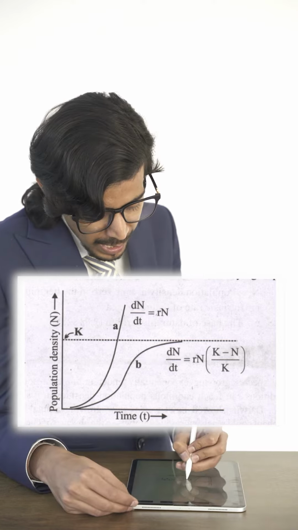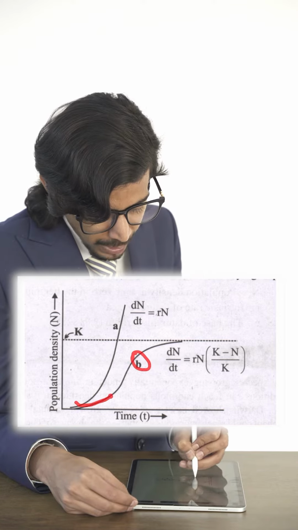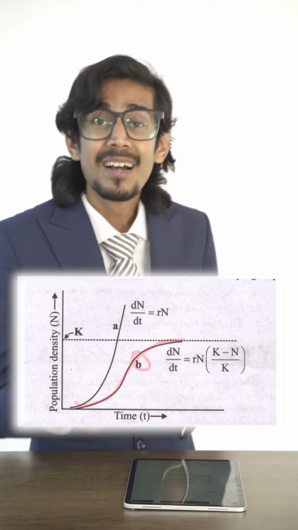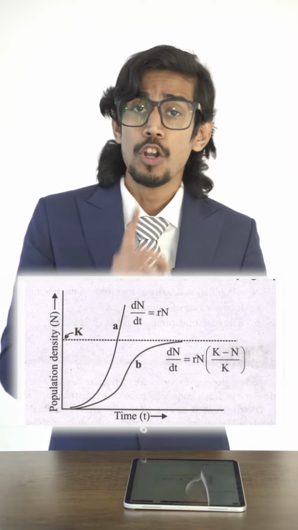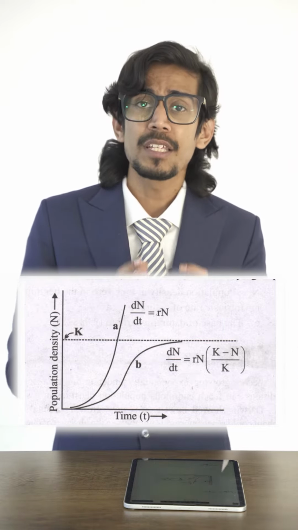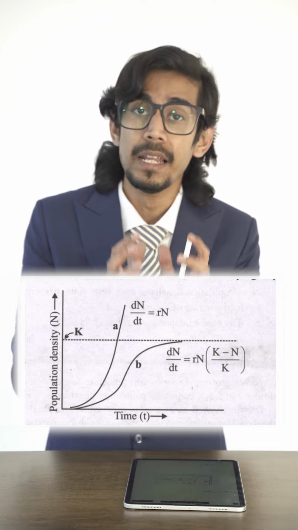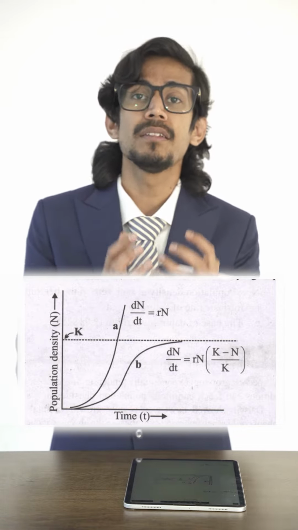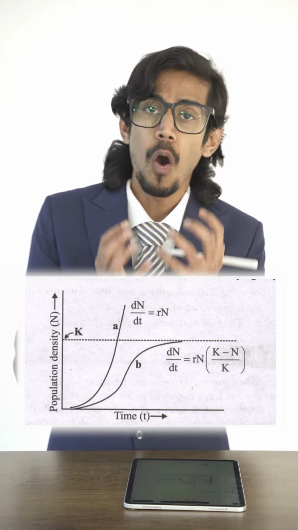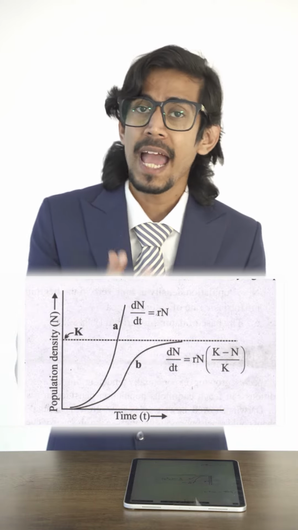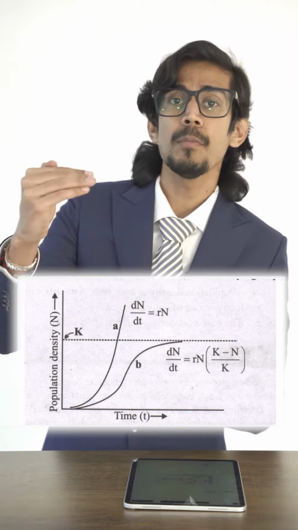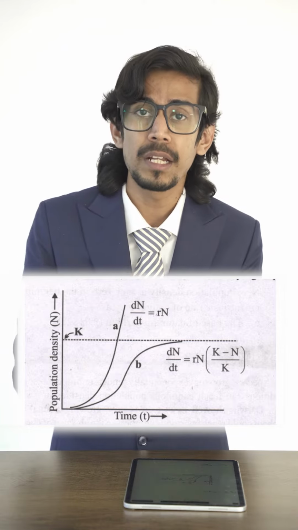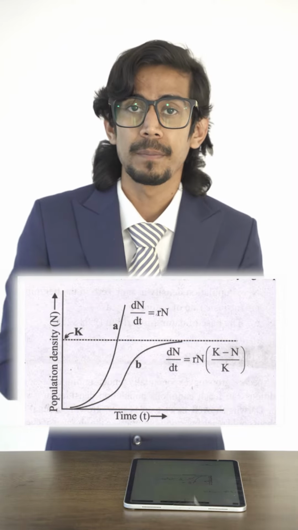And curve B is representing the logistic growth. Logistic growth takes place when the resources are limited and there is something called the carrying capacity of the nature or ecosystem. What is carrying capacity? It is the maximum number of individuals that can be supported in their natural environment.